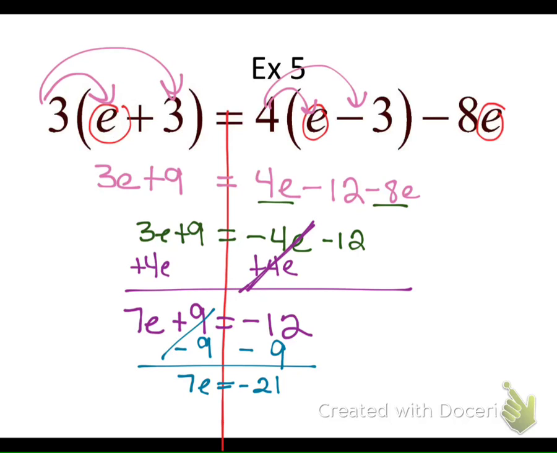How do I get the e by itself? Last step. Divide by 7. Which e would then equal negative 3. Negative 3. Way to remember. Good.